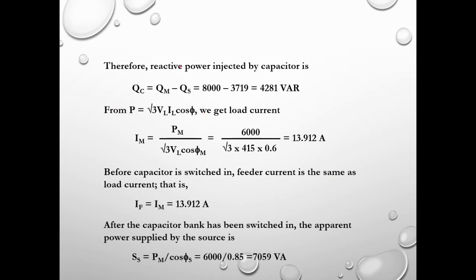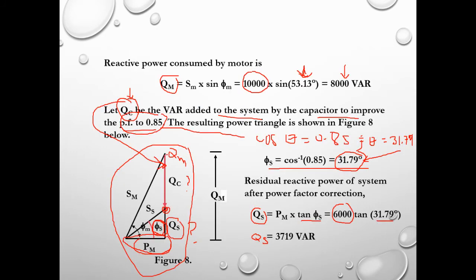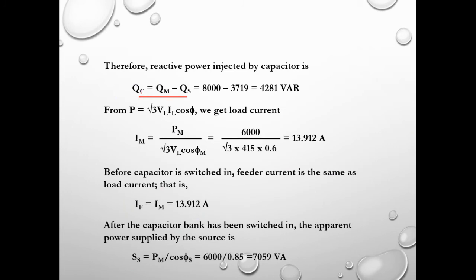Therefore, the reactive power injected by the capacitor is QC equal to QM minus QS, because it comes from QM down to QS. So 8,000 minus 3719 is equal to 4281 var.